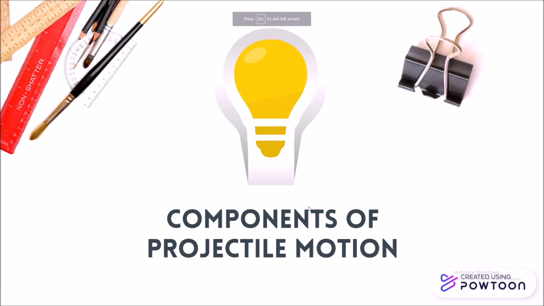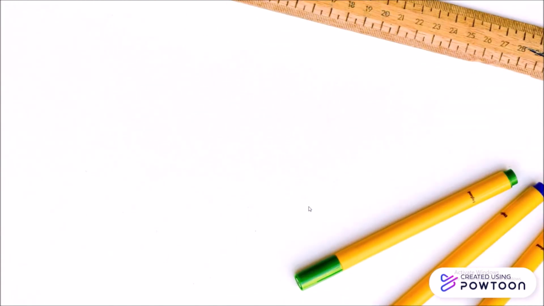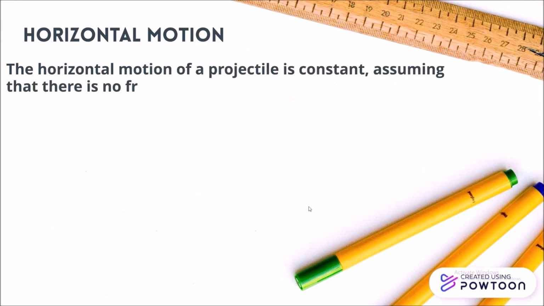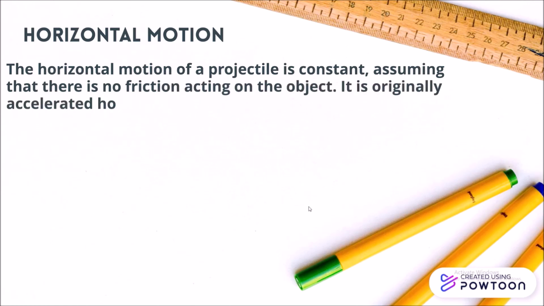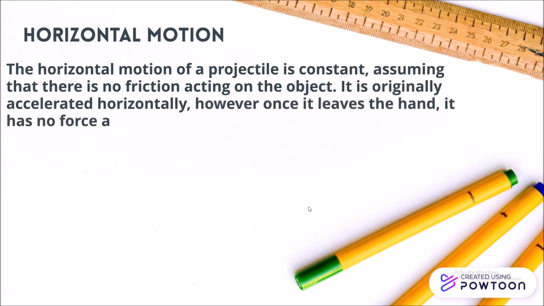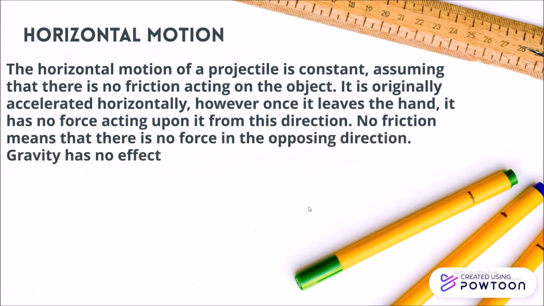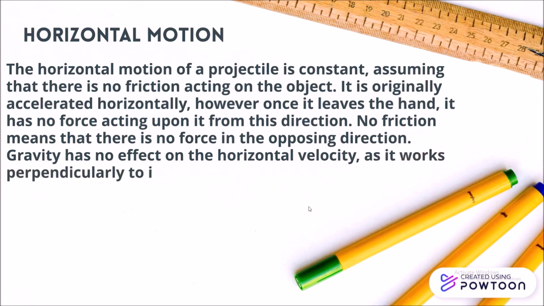Components of projectile motion. First, we have horizontal motion. The horizontal motion of a projectile is constant, assuming that there is no friction acting on the object. It is originally accelerated horizontally. However, once it leaves the hand, it has no force acting upon it from this direction. No friction means that there is no force in the opposing direction. Gravity has no effect on the horizontal velocity as it works perpendicularly to it.